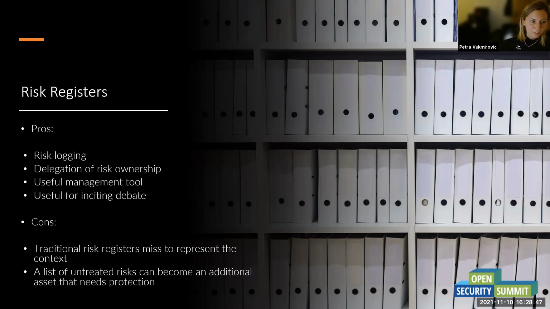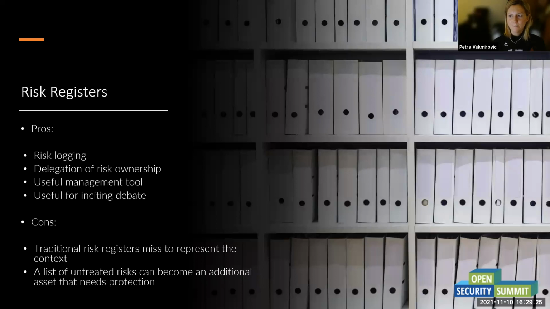A lot of them fail to represent the context of each risk. That's the biggest con, and there are a lot of other cons that can happen. For example, if you have a risk register full of untreated risks, and that leaks, that can be quite embarrassing. So basically a risk register is another asset to protect, especially if it's not kept up to date and if it's full of untreated risks.